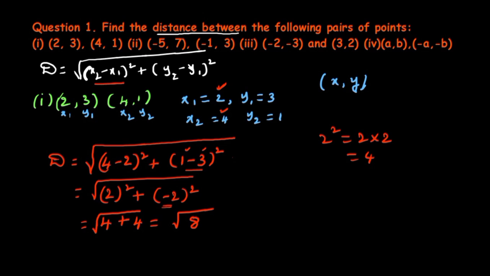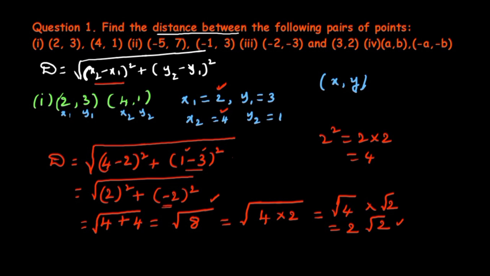Still, if you want to write this answer differently, you can write 8 as a combination of a perfect and a non-perfect square. 4 is the perfect square and 2 is the non-perfect square, so 8 we write as 4 twos. Then root 8 is root 4 into root 2. The root 4 value is 2, so we get 2 root 2. You can write either root 8 as the answer, or 2 root 2 as one more form of the answer.